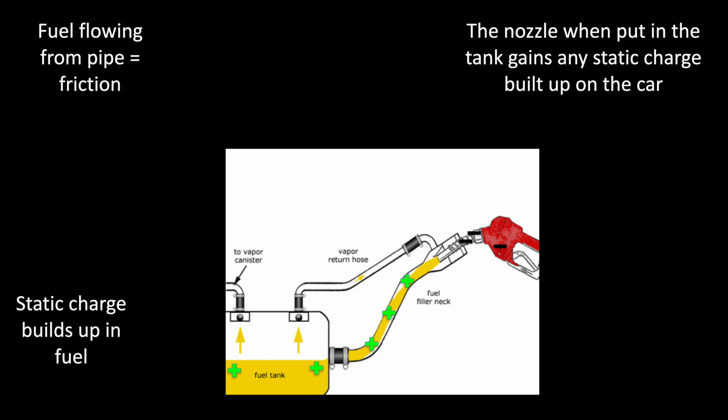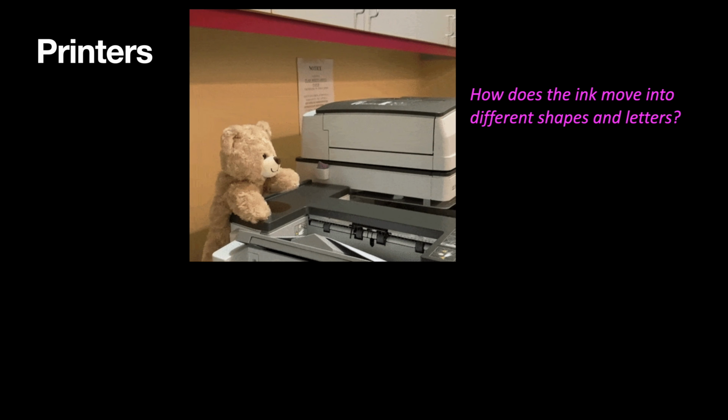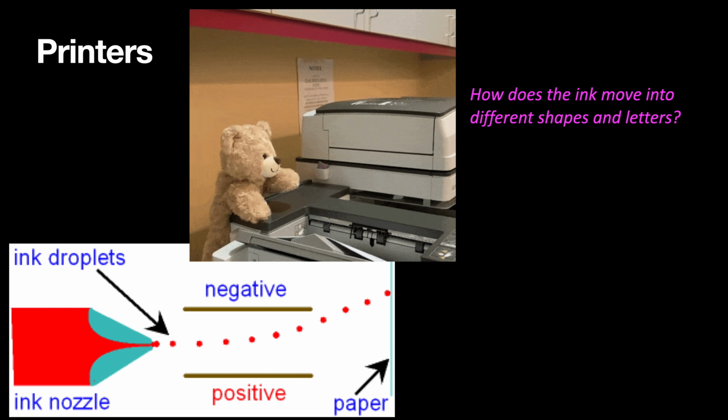Now let's move on to the uses of static electricity. We're going to focus on printers and painting cars. Let's look at printers first. Have you ever wondered how the ink moves from the printer into different shapes and letters on the page? Static electricity actually plays a large part in this, as we can see here. The ink from the printer has a certain charge. In this case, it's positively charged. And the droplets flow from the ink nozzle onto the paper.